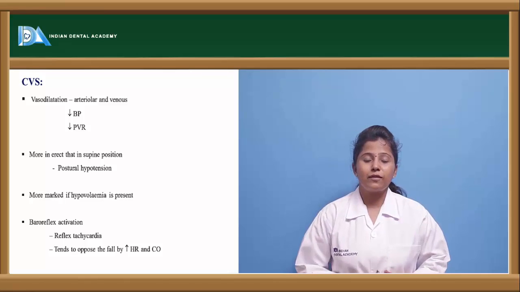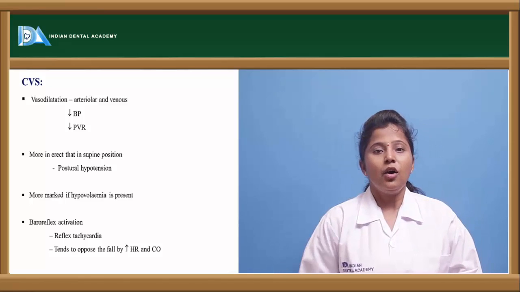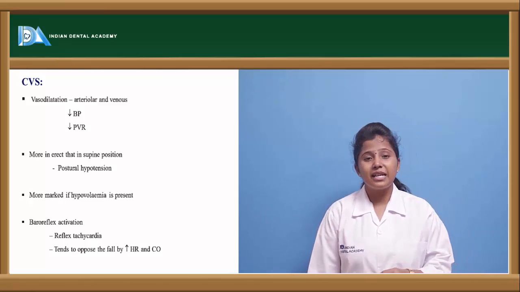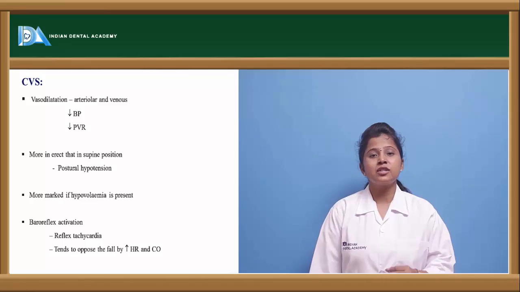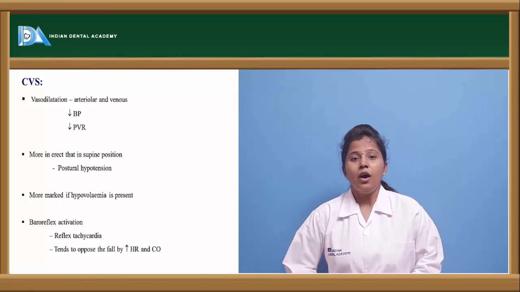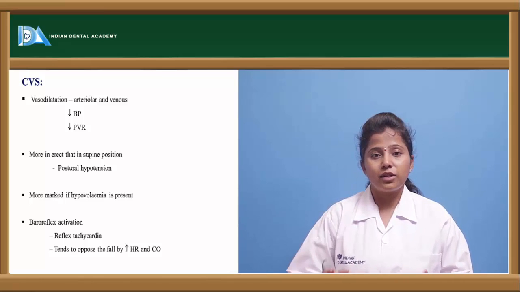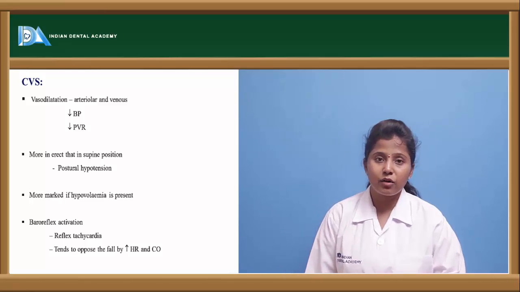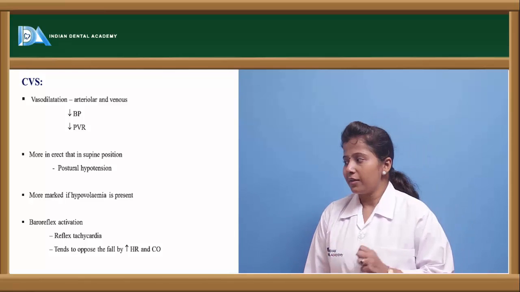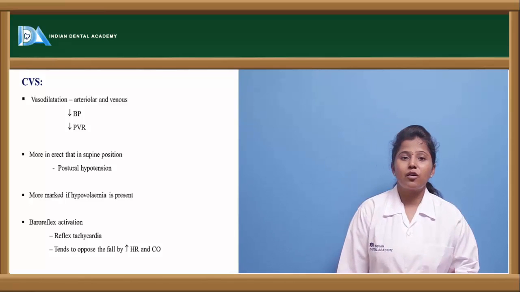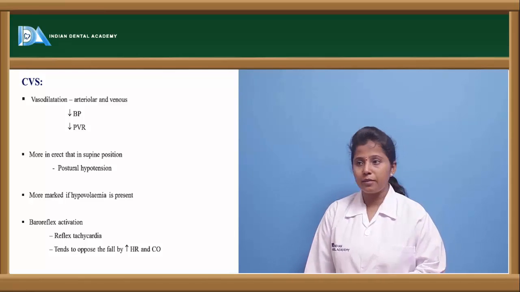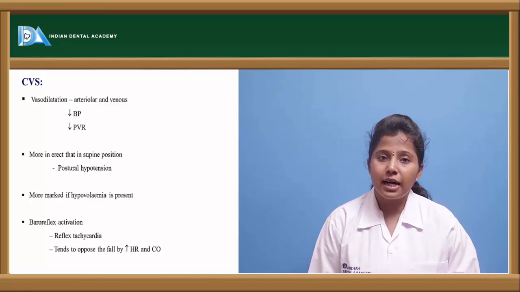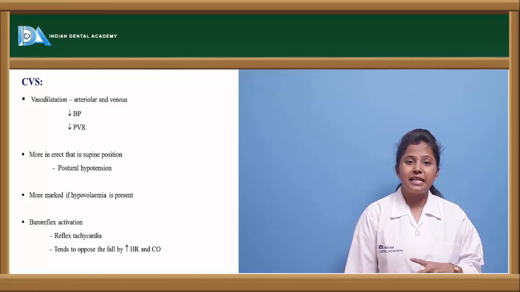So what is this baroreflex activation? The baroreceptor reflex is one of the reflex mechanisms where the homeostasis of the body is regulated, or else we can say the blood pressure, the flow of blood in the body can be regulated because of this baroreceptor reflex. So there will be baroreceptor activation where they cause reflex tachycardia, abnormal heartbeat, and also increased heart rate as well as cardiac output, where there will be increased blood pressure.